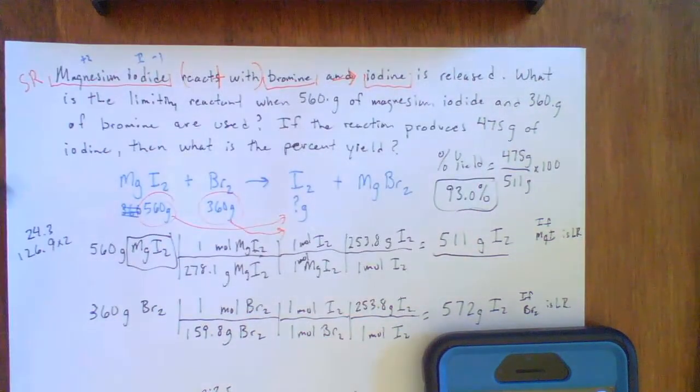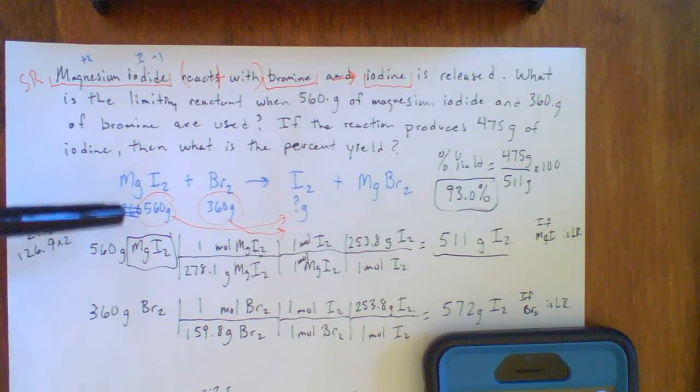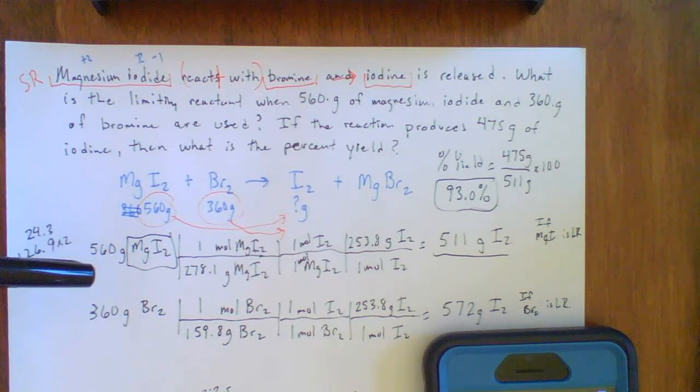Okay, so again, that's how we can tie this back in, so we can see that we're doing both a limiting reactant problem and a percent yield problem.